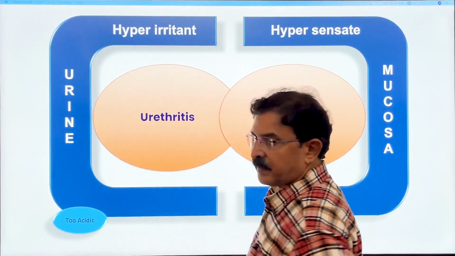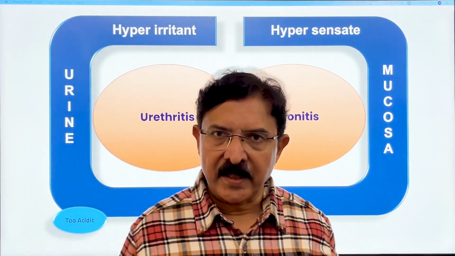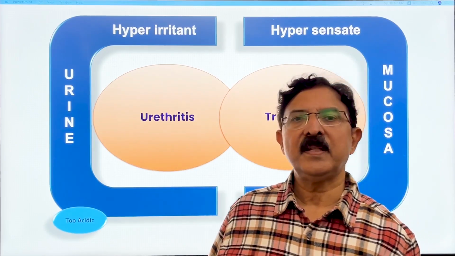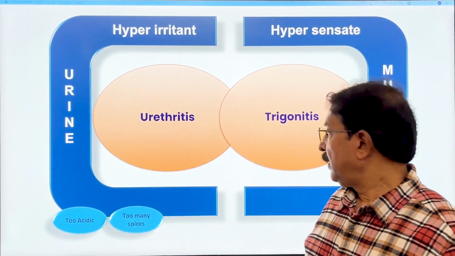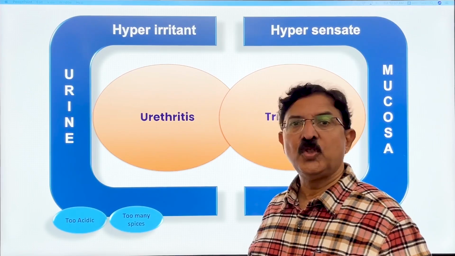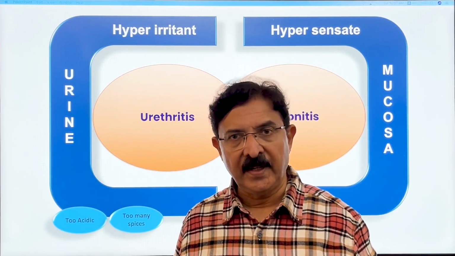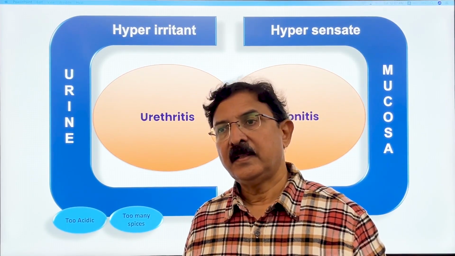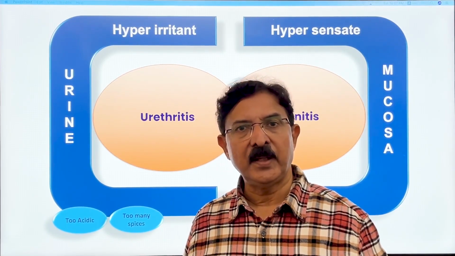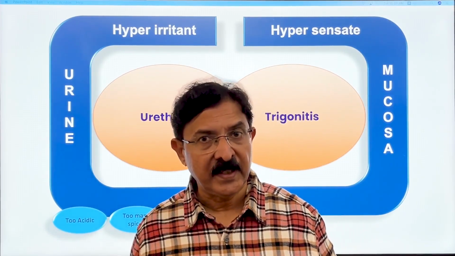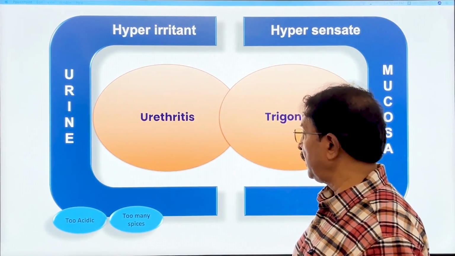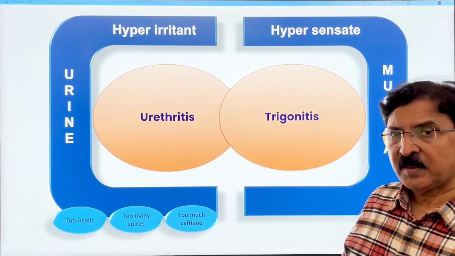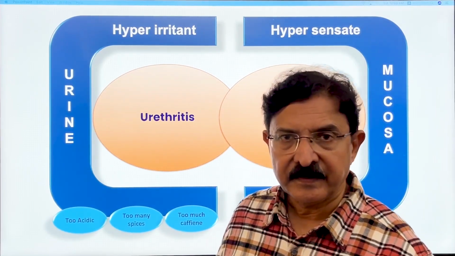Hyper-irritant urine means the urine is too acidic, and this happens in some patients who are having hyperuricosuria. Or there are patients who consume lots of spices in their diet, and the toxins of spices come in the urine and make the urine hyper-irritant. This is common in young girls particularly. Or somebody is consuming too much caffeine.